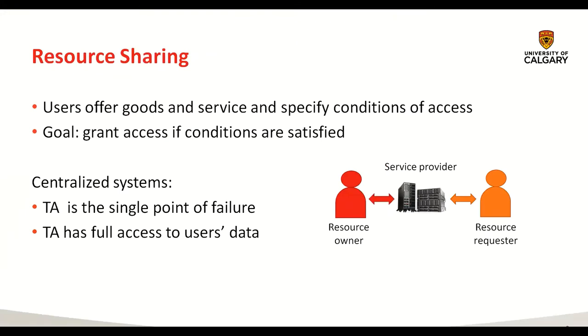Each resource owner specifies a set of conditions of access for their resources, and the goal is to ensure that the resource requesters will get access if conditions are satisfied. Traditional sharing systems use a service provider to mediate this procedure, to let owners advertise and requesters get access to resources. The main underlying assumption is that the service provider is trusted. However, this trusted authority raises two issues. It is the single point of failure, and it has full access to users' data.